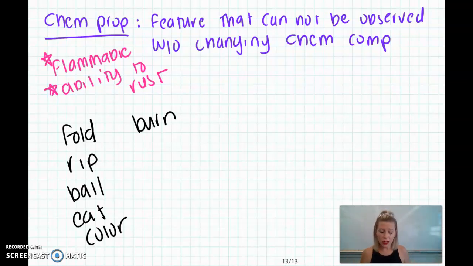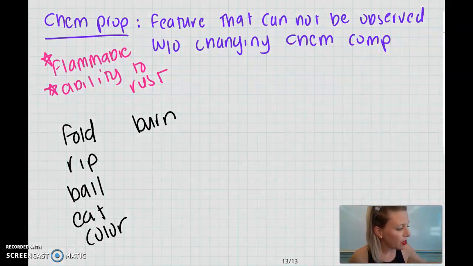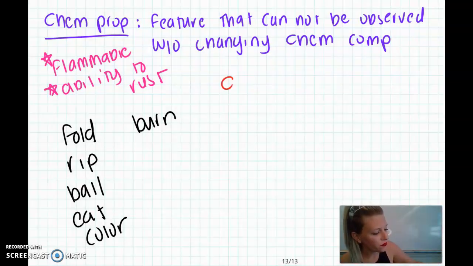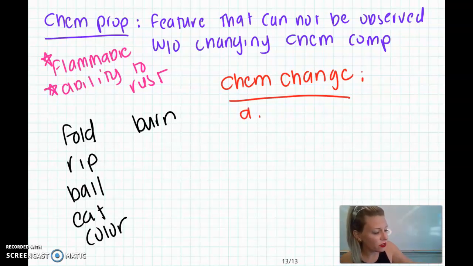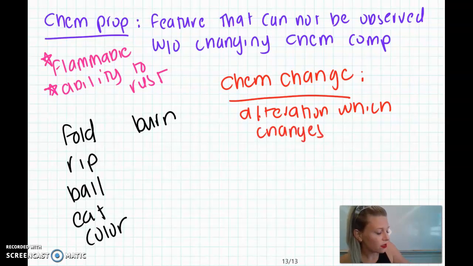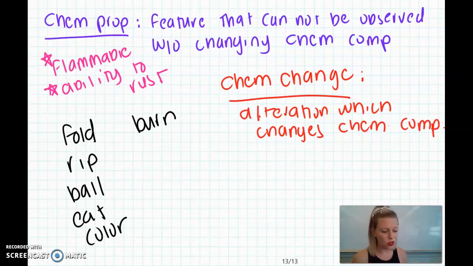So now let's talk a little bit about chemical and physical change, okay? So chemical change, okay, is going to be an alteration which changes the chemical composition. Okay, so an alteration which changes chemical composition.